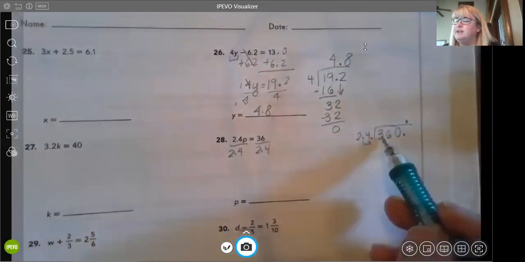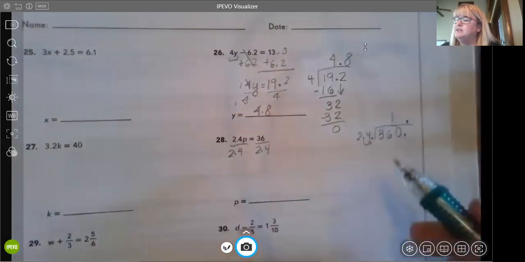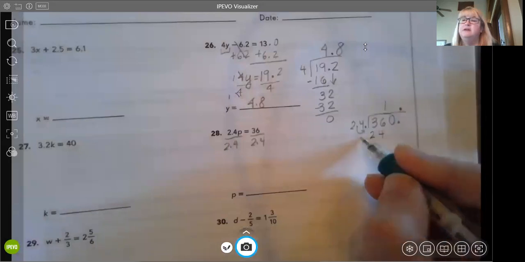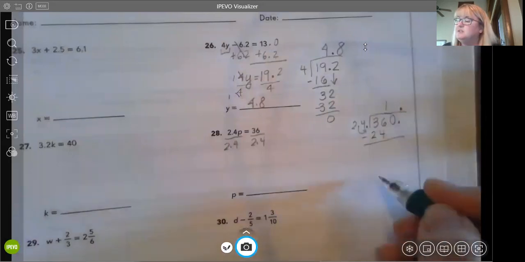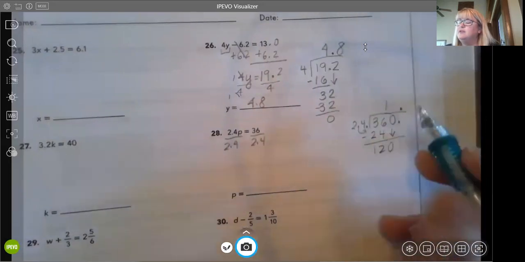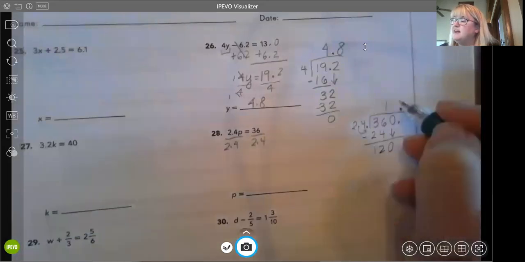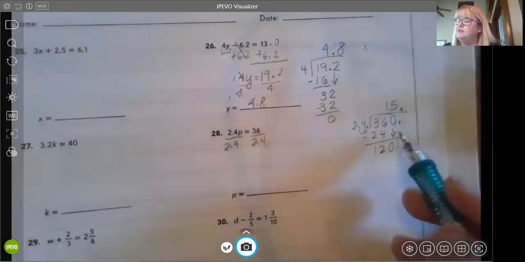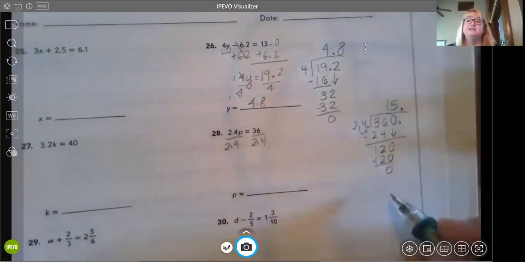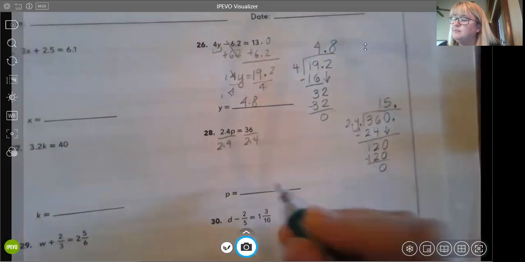24 does not go into 3. 24 does go into 36 one time. 1 times 24 is 24, and you subtract. 36 minus 24 is 12. Bring down your 0. 24 into 120. For time's sake, it is 5. 5 times 24 is 120. You subtract, there's 0 left. So in this case, P equals 15.